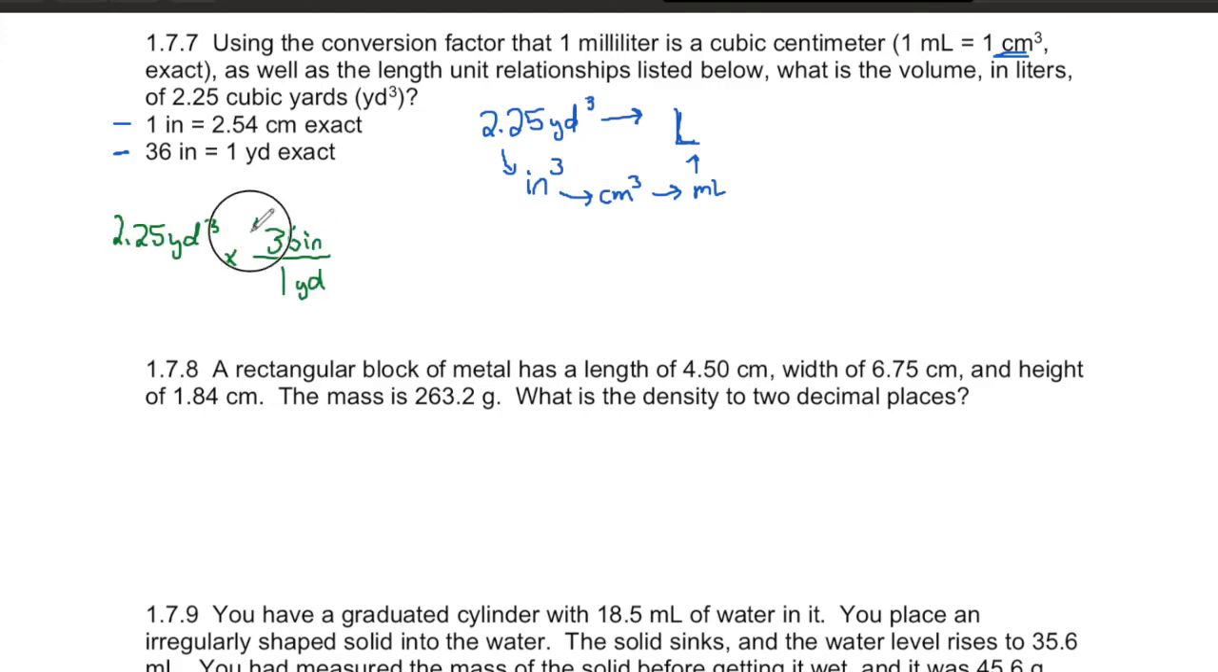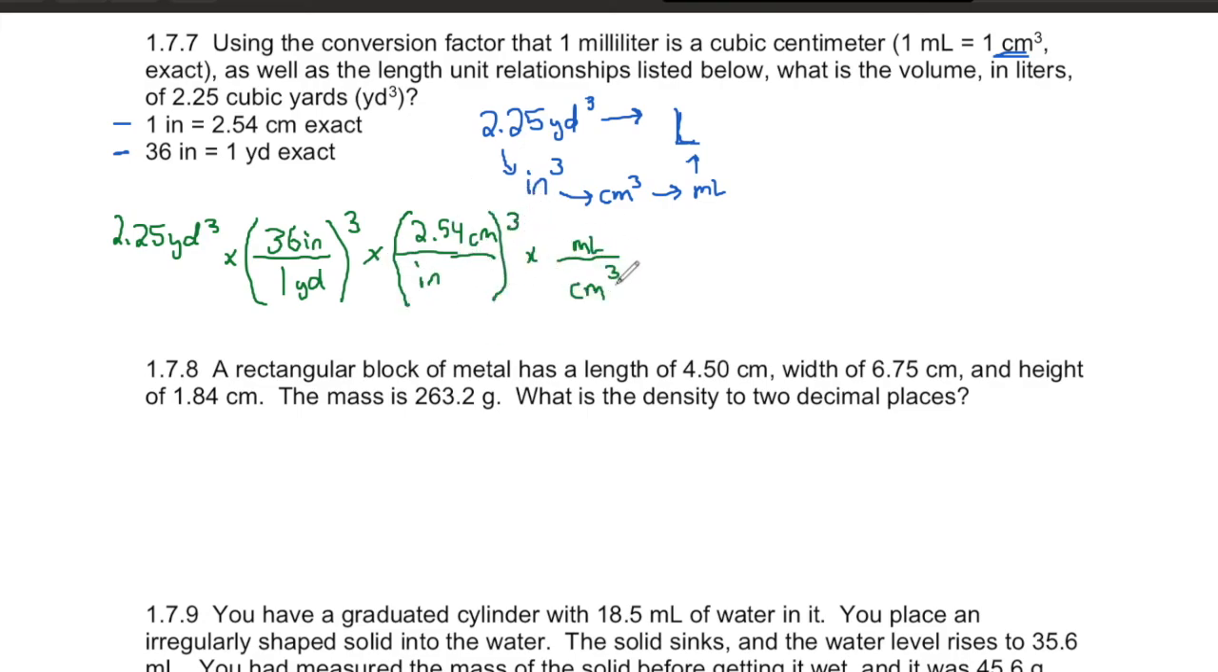To get to cubic inches, we are going to need this conversion factor 3 times, or cubed. And then we also need this conversion factor cubed. Then once we have cubic centimeters, we effectively have milliliters. And then we can get from milliliters to liters with this metric relationship. So here the cubic yards have canceled, cubic inches have canceled, cubic centimeters have canceled, and milliliters have canceled.